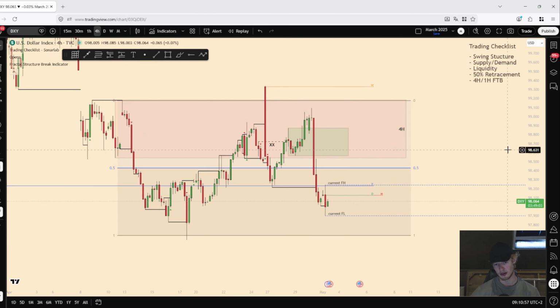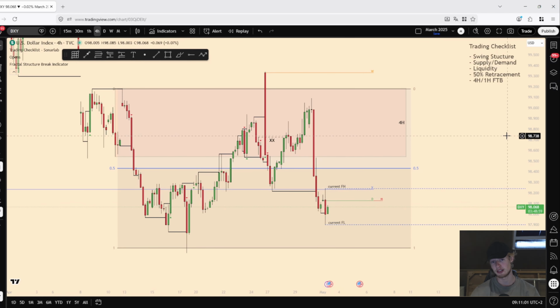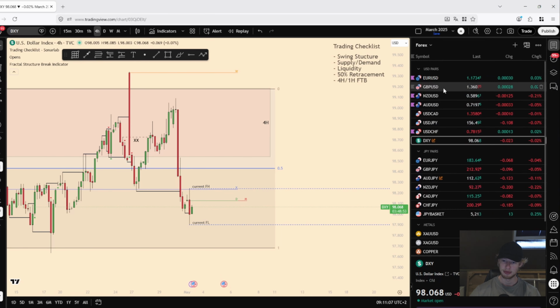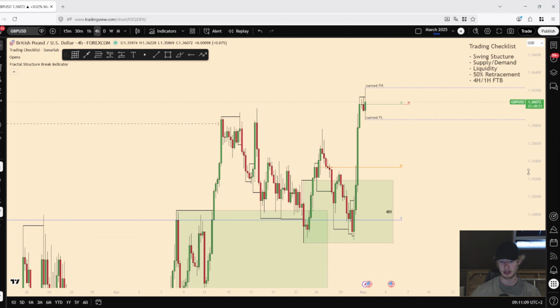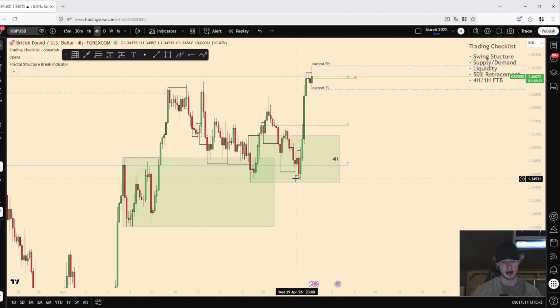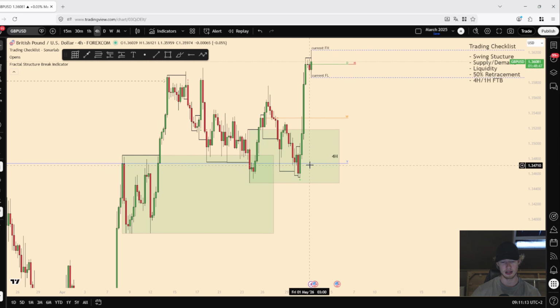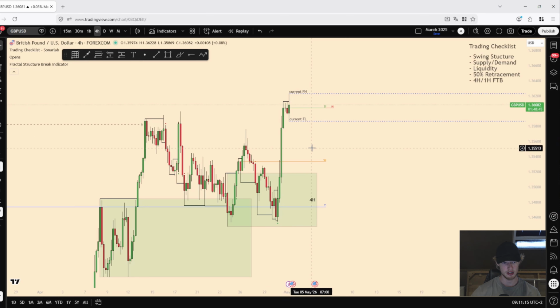But you know, as most of the times, what you should do is stick with your bias and stick with your plan. And that's what I didn't do, and I had to pay a price for this. On GU, what we can see is that from this 4-hour demand zone over here and the yearly open, we beautifully pushed further up.